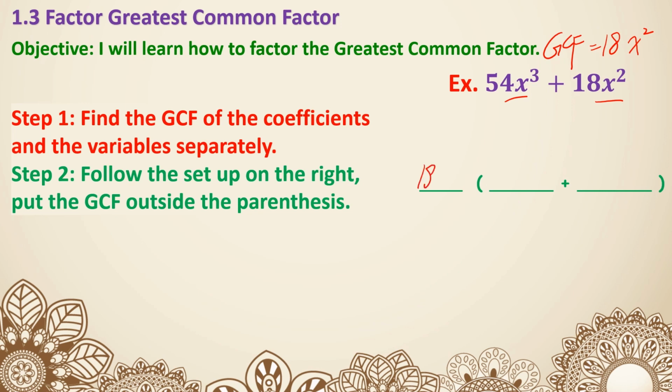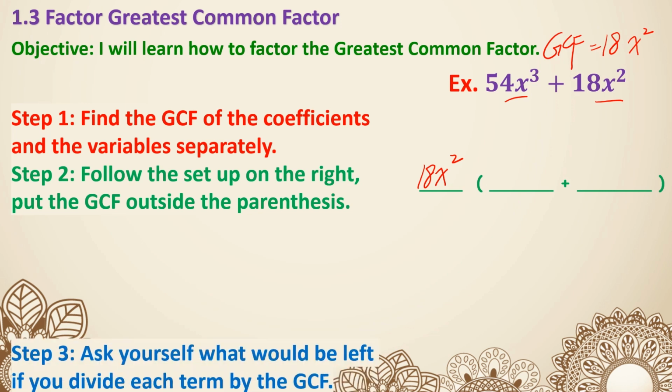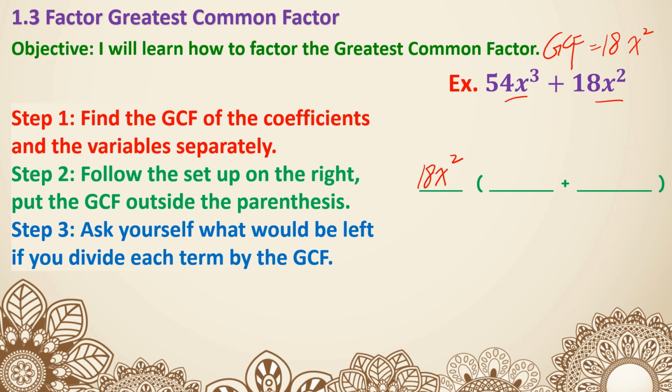It is 18x squared. But here's the thing, when you factor that out, you still have things left. Let's be very clear, factoring is the inverse operation of distribution. Distribution is multiplication, which in other words, factoring is kind of like dividing, which is why the step 3, ask yourself what would be left if you divide each term by the GCF. So we are actually dividing by 18x squared for both of the terms.